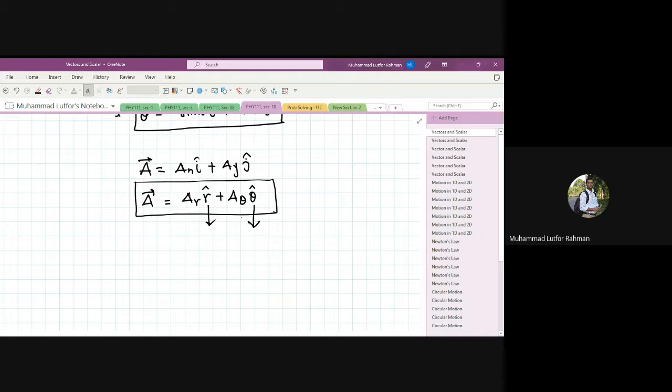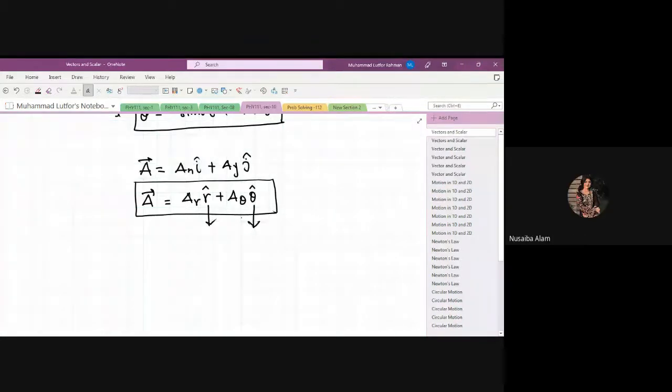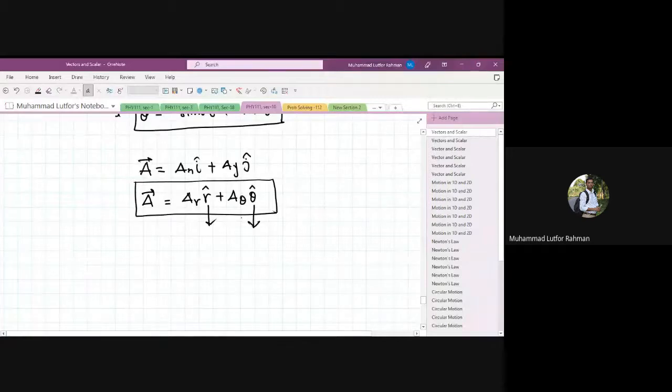Do you understand? Yes, sir. Now, can I ask one question? Say I have an arbitrary vector in the Cartesian coordinate system. Now, if I transfer that vector from Cartesian coordinates to polar coordinates, will the vector remain the same? I have a vector in the Cartesian coordinate system. Now I transfer that vector from Cartesian to the polar coordinate system. Will the vector look the same? Yes, sir. We are just transforming.